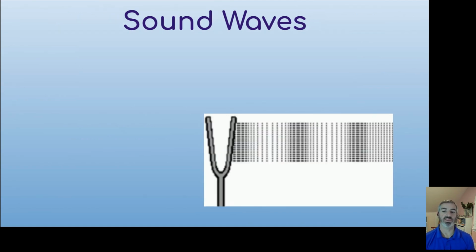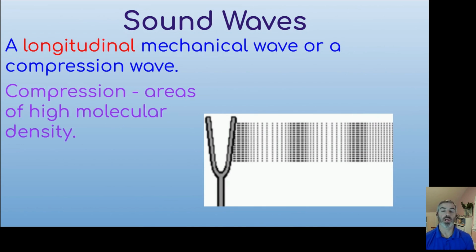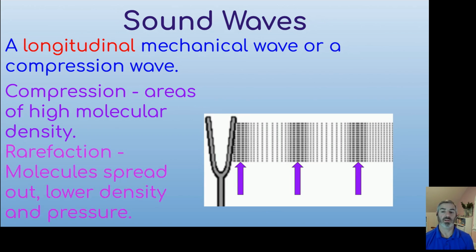Now, if we pause this and we look a little bit deeper into it, the longitudinal mechanical wave, or a compression wave. So we have areas of high molecular density, which is the compressions. You can see the dark areas that you have there. And then we also have areas where the density is not as great, called rarefaction. So you can see where the pink arrows are pointing to the spaced out molecules.